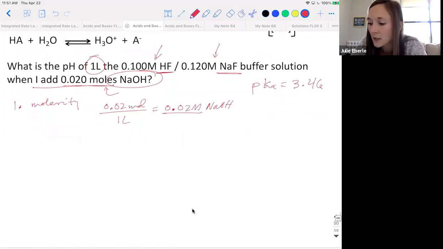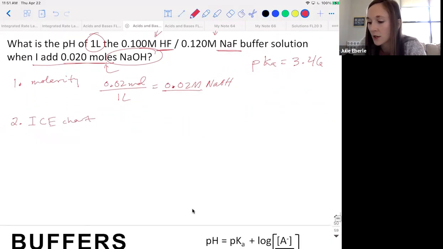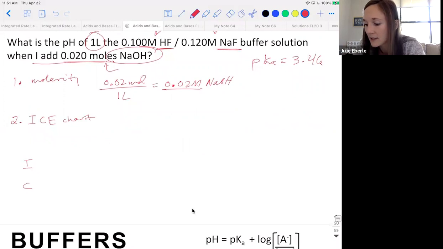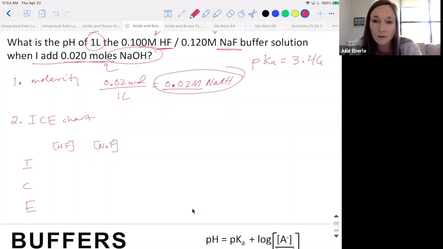All right, the next thing we're going to do is we're going to make something called an ICE chart. So what that looks like, we're going to write ICE down the left side, and we're going to calculate the changes in our weak acid, which is HF, and our conjugate base, NaF, based on how the buffer is going to respond, right? We have added 0.02 molar NaOH. The buffer is going to respond to neutralize this. So what did we say earlier? When we add a strong base, what goes down and what goes up? We wrote notes on our buffer diagram. We said this goes down and this goes up.